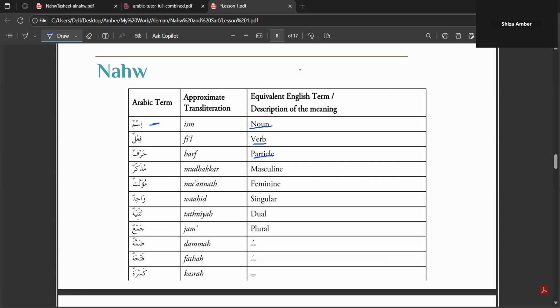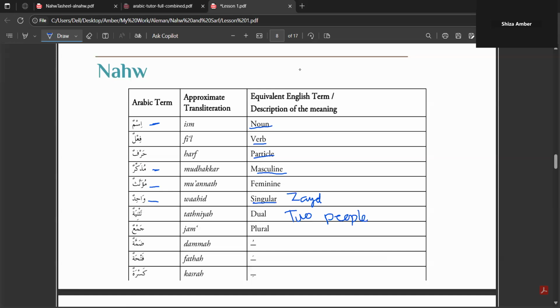Then for masculine, when I talk about the gender masculine, I use the term in Arabic mudhakkar, and feminine will be mu'annath. If I talk about one single subject, a singular subject, a single doer, then that will be wahid. For example, if I talk about Zaid, Zaid is singular. But when I talk about two people, it becomes dual, and in Arabic two people are always tathniya.